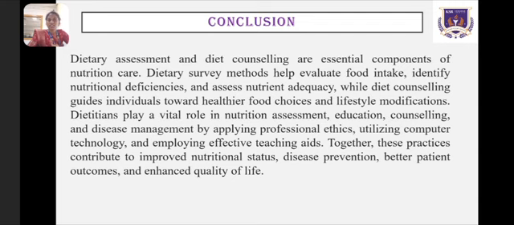lifestyle modifications. Dietitians also play a vital role in nutritional assessment, education, counseling and disease management, by applying professional ethics, utilizing computer technology and employing effective teaching aids. Together, this contributes to nutritional status, disease prevention, better patient outcomes and enhanced quality of life.